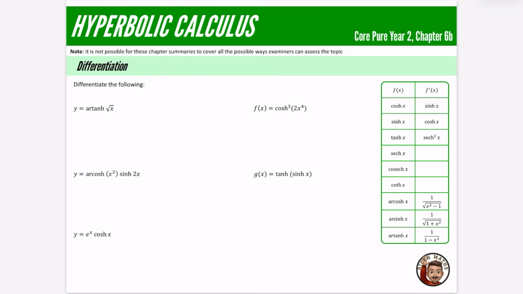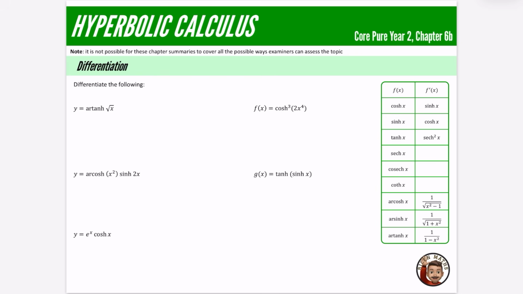What I always say in these videos is it's not possible for these chapter summaries to cover all of the possible ways that examiners can assess the topic. So please make sure that you are also looking at lots of different exam questions. And in particular, this video is going to be focusing a lot on the skills of this. These topics can be asked alongside lots of other things in further maths.